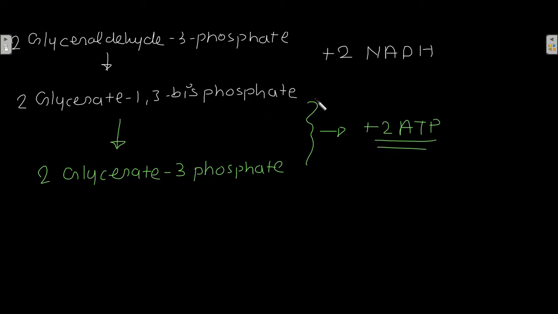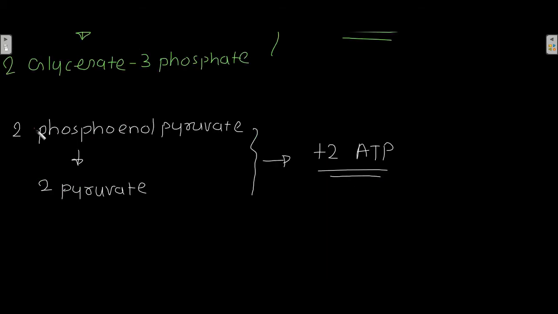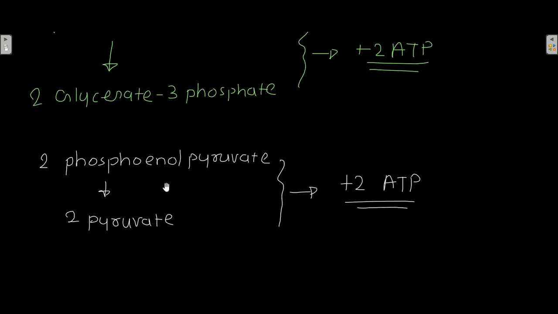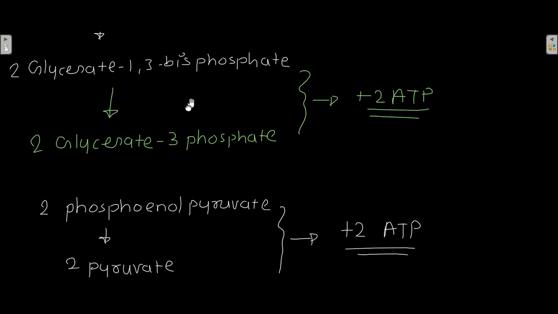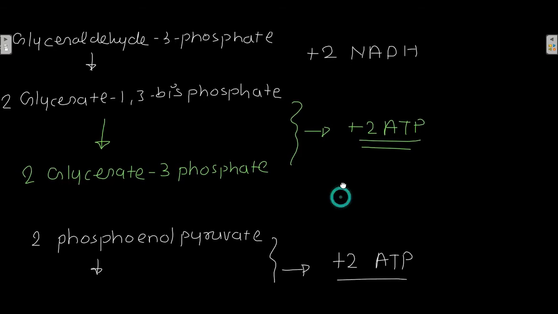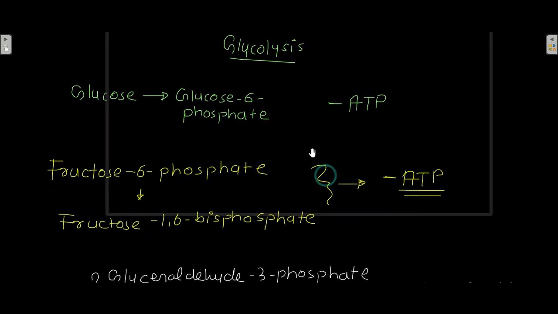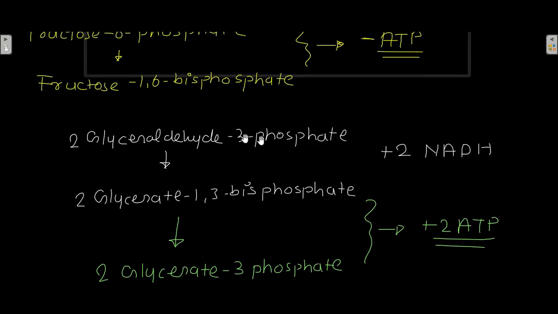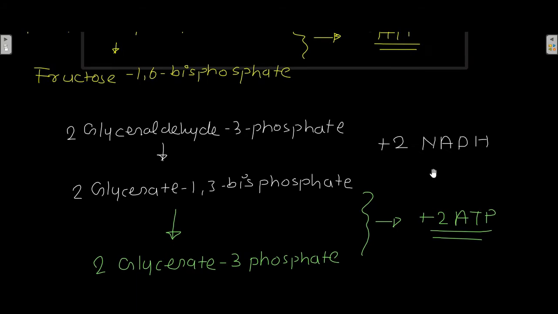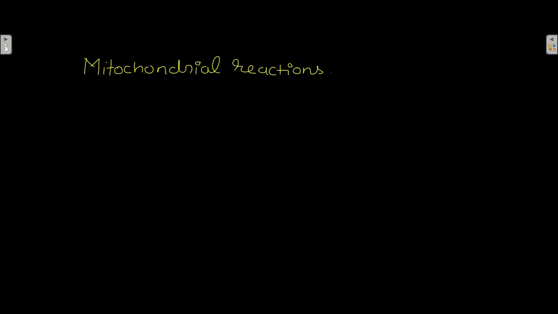Okay, so this is the substrate level phosphorylation of glycolysis, which results in ATP formation. And when 2 phosphoenol pyruvate gets converted into 2 pyruvate molecules, in this process also 2 ATP molecules are produced. So in this conversion 2 ATP, then in this conversion 2 ATP, total 4 ATP are produced by substrate level phosphorylation, and in these two conversions 1 ATP molecule is consumed each. So net ATP production by glycolysis is 2 ATP, and 2 NADH molecules are also produced in glycolysis during this conversion. Now let's consider mitochondrial reactions.